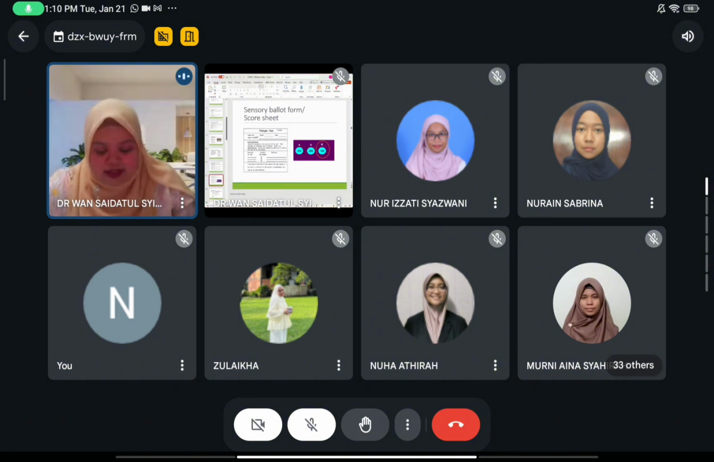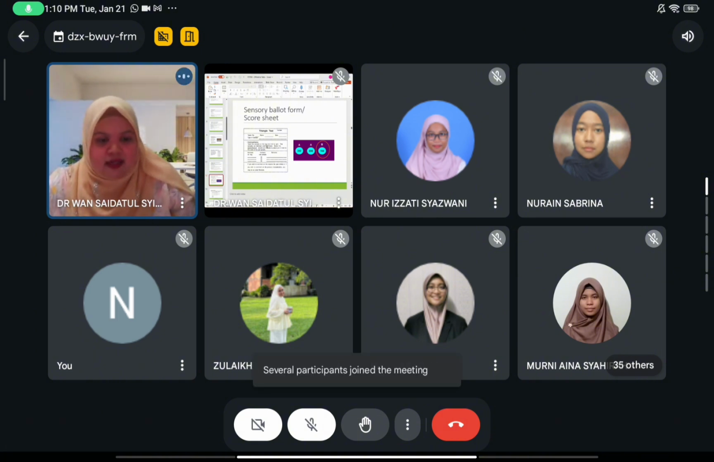score sheet. Okay, all the score sheets, the triangle test. I have repeated so many times in the lecture. So you have to construct all the particulars. For example, the title. So every score sheet, whether it is triangle, duo-trio, A-not-A test, the famous methods, focus on the famous methods. Okay, you should have the title.